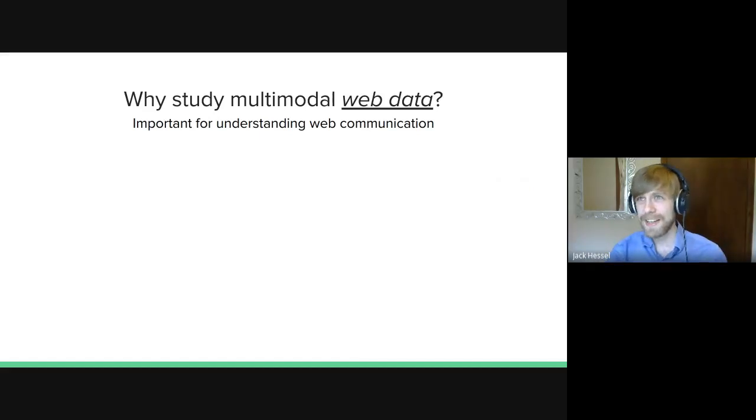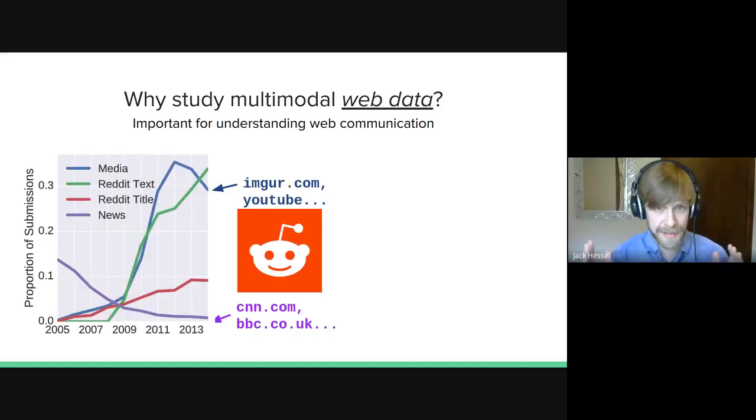But I think even if you're not necessarily the most interested in getting state-of-the-art performance numbers on different tasks, I think studying multimodal web data is quite important given the changing nature of today's web. In particular, here is a plot we made that plots the proportion of different types of submissions that were made to reddit.com dating from 2005 to 2013. And the particular line of interest for today's talk is this blue line, which represents the proportion of posts that are media-related posts. So these are images and videos and so on. And you can see from 2005 to 2013, there's this meteoric rise in the frequency of these sorts of media posts. So indeed, the web is becoming increasingly multimodal.